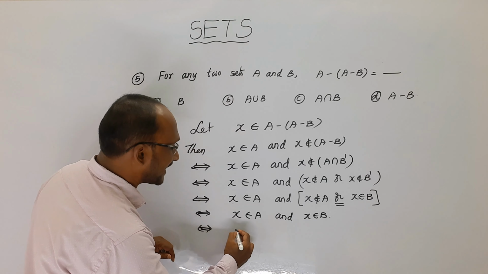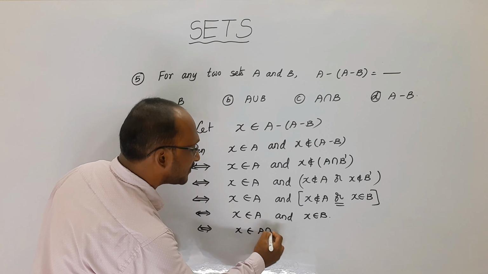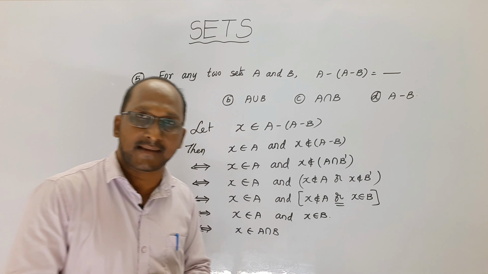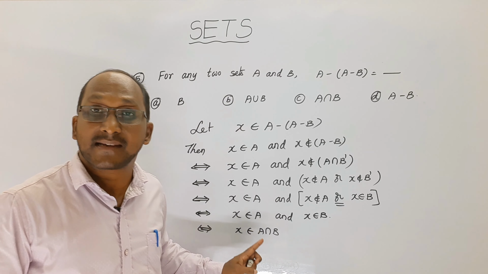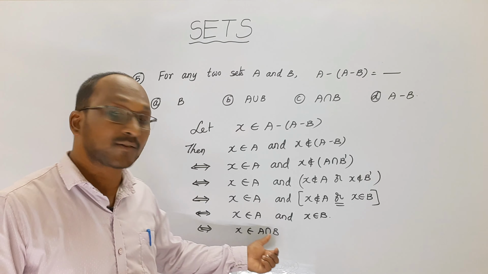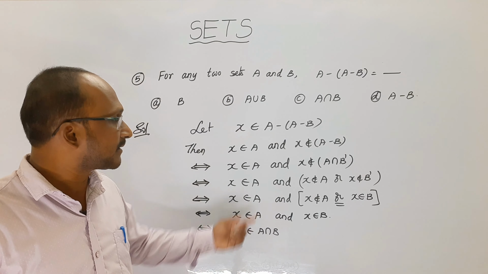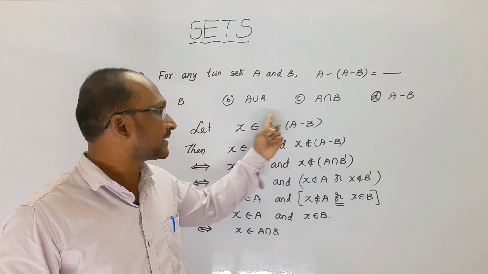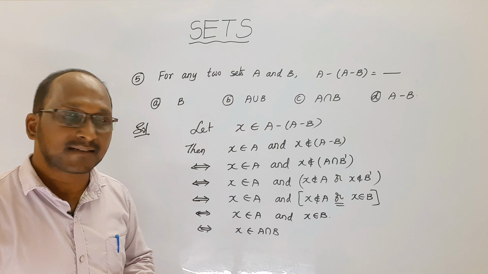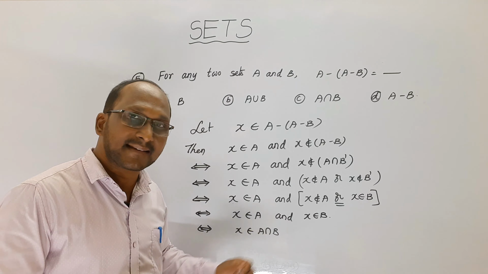This implies that X belongs to A intersection B, because it belongs to both the sets A and B. That's why the element X must belong to their intersection. So here also we have taken one element in the given set A minus of A minus B, and we have proved that that element belongs to A intersection B.